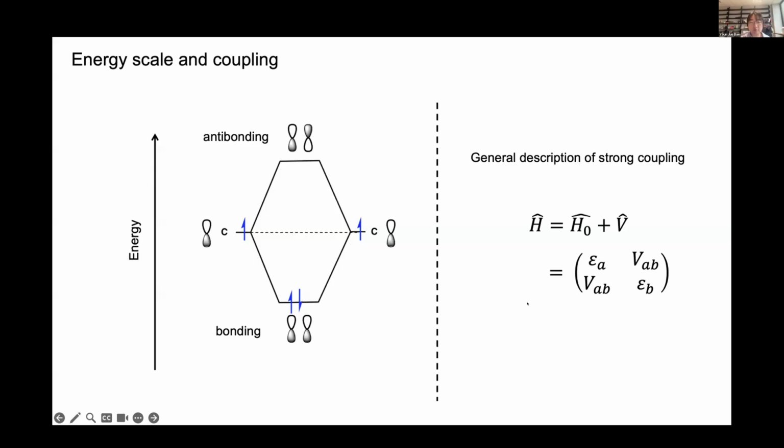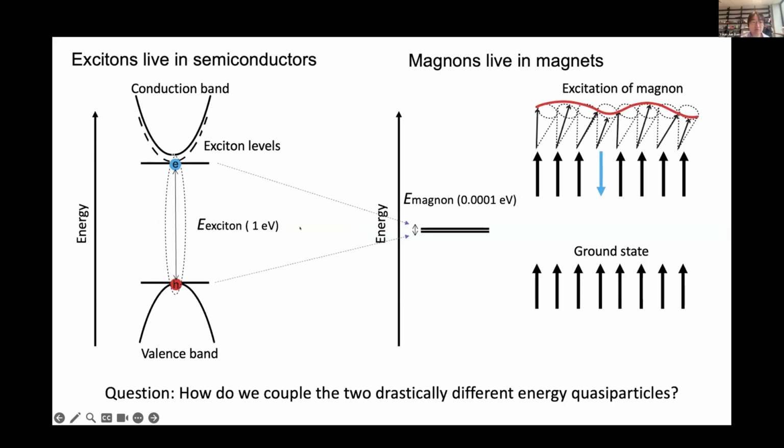But there's a problem when we have two things that have very different energy scales. For example, excitons and magnons have drastically different energy scales. Excitons live in semiconductors. We can photoexcite the valence band, and then create this electron-hole pair. Usually their energy scale is in electron volts.